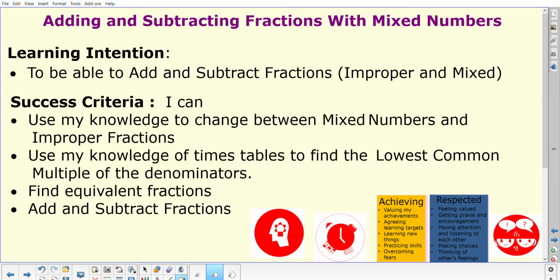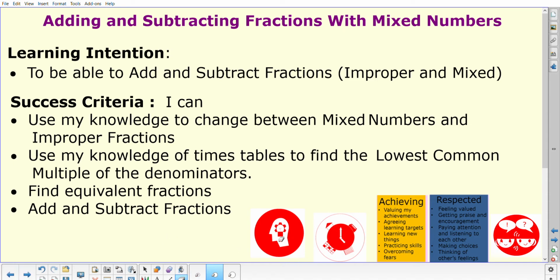So in this lesson we're going to have a look at how we can add and subtract fractions with mixed numbers. That will be our focus, that's your learning intention, is to learn how to add and subtract fractions when mixed numbers are involved. We will be using your knowledge of how to change between mixed numbers and improper fractions, and also your knowledge of your times tables for finding lowest common multiples of denominators and consequently equivalent fractions that then allow you to do the adding and subtracting fraction process.